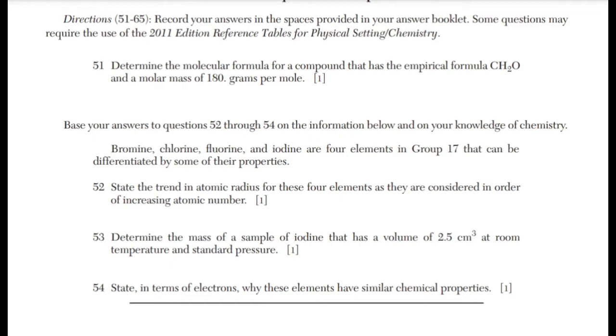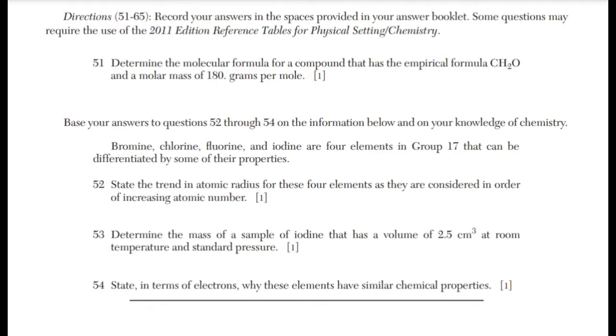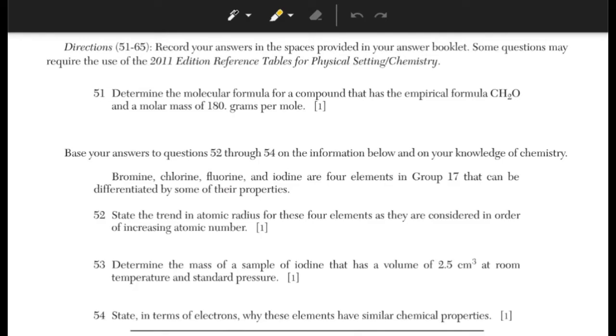If the molar mass was 180 grams per mole, this means it would be 6 times the ratio of the compounds in CH2O because 180 divided by 30 is equal to 6. This means that there will be 6 atoms of C, 12 atoms of H, and 6 atoms of O. The molecular formula will be C6H12O6.